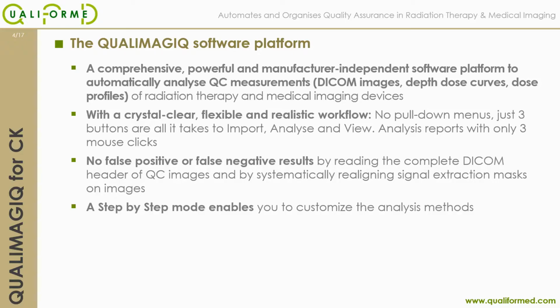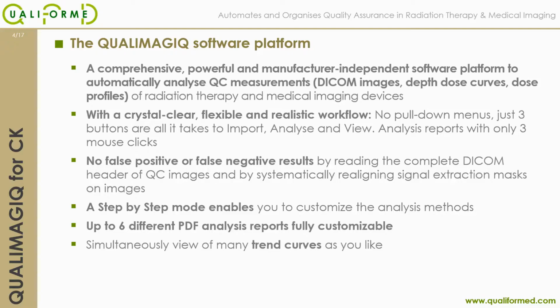The step-by-step mode, which enables you to see exactly how the analyses are carried out and also to parameterize the analysis methods, makes it possible for you to use QUALIMAGIQ as much more than just a black box. QUALIMAGIQ produces 6 different PDF reports, which are fully parameterisable. Of course, you can view all the trend curves you wish. The View button serves the purpose of reviewing the PDF reports and trend curves.